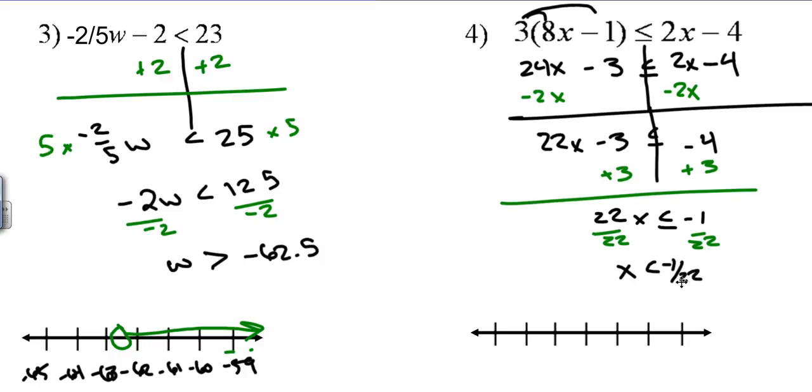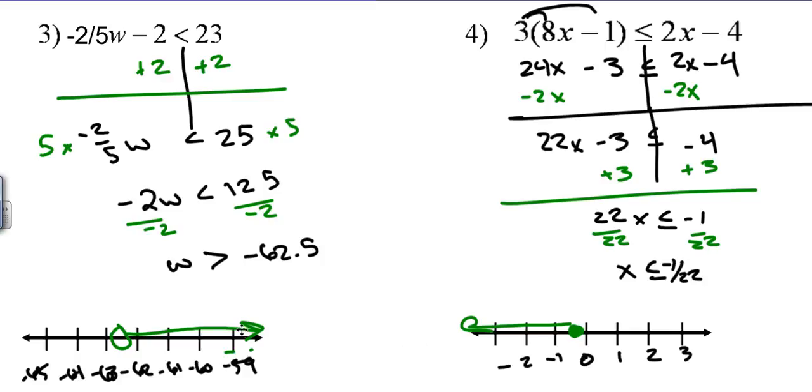Now where would that be? That's really close to 0. It's in between 0 and 1. Where would it be? It'd be right around here. Now I lost my greater than sign, right? All these were less than or equal to. So because it is an equal to, I want a solid circle close to 0. And I want all numbers that are smaller than it, so they're over there.